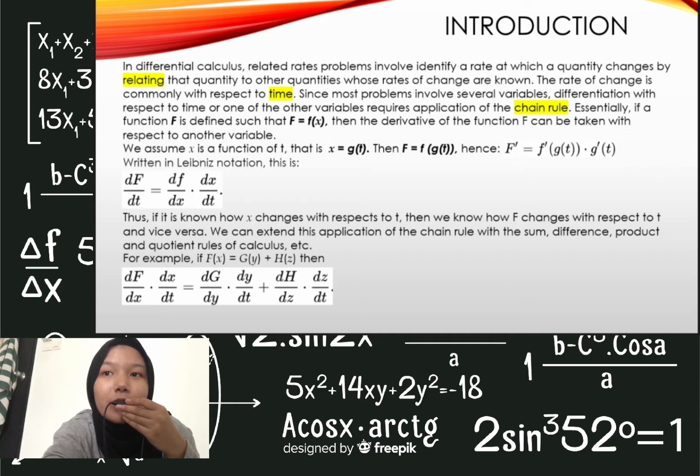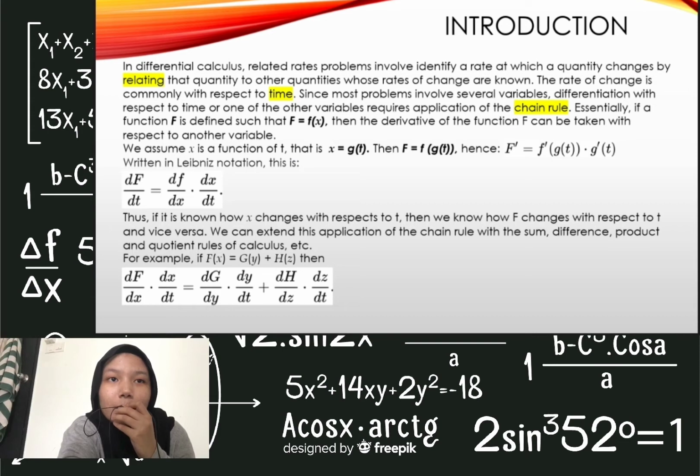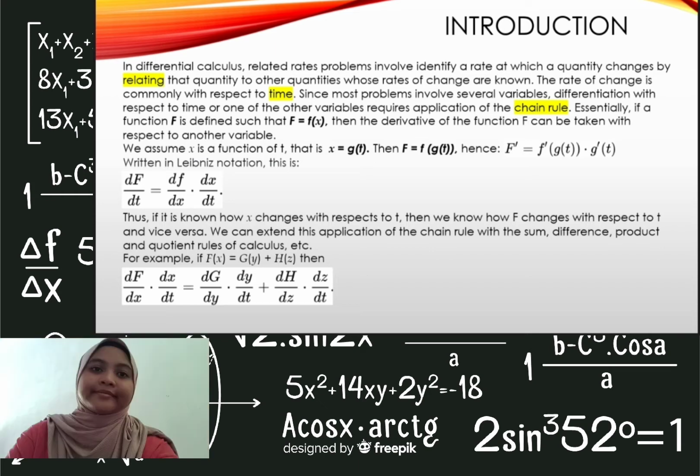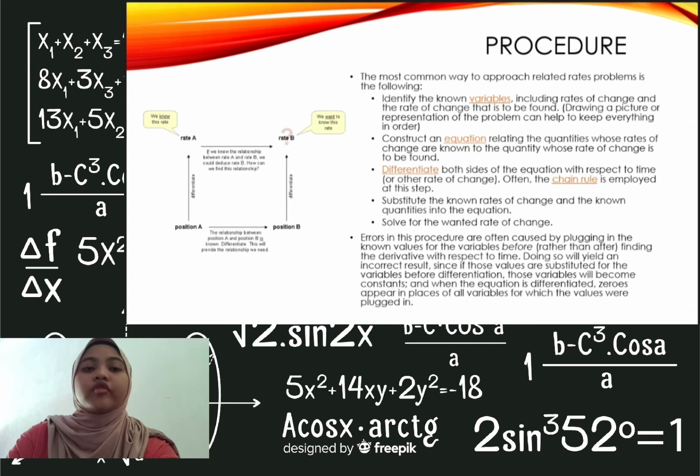We can extend this application of the chain rule with the sum, difference, product, and quotient rules of calculus and the rest. For example, if f of x equals g of y plus h of z, then df over dx multiplied by dx over dt equals dg over dy multiplied by dy over dt plus dh over dz multiplied by dz over dt. Now, I will talk about the most common way to approach related rates problems.